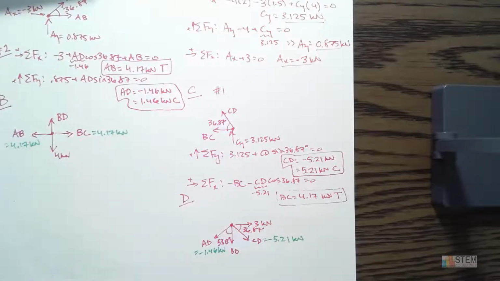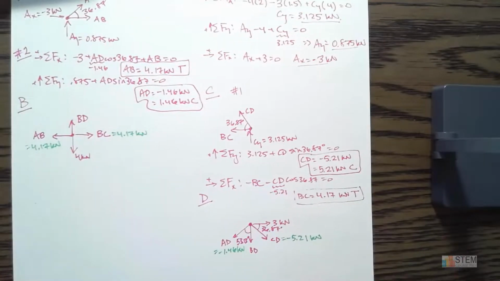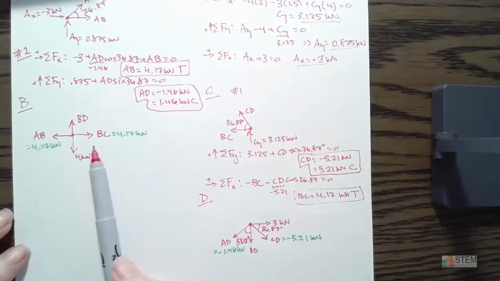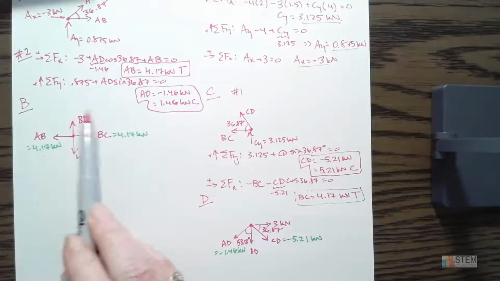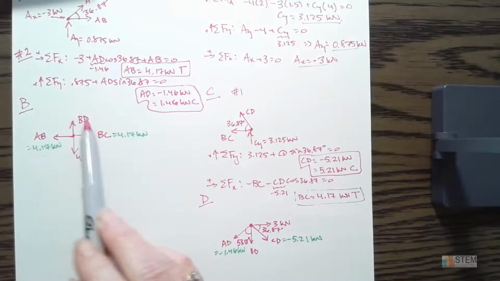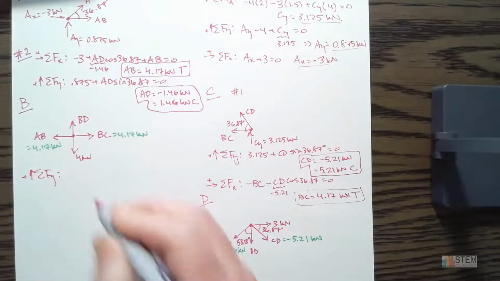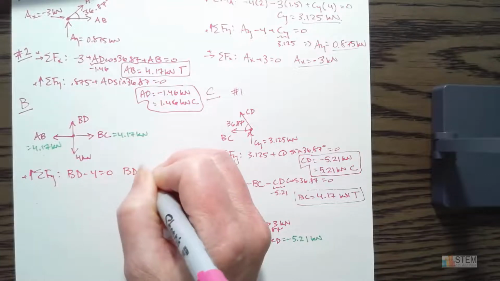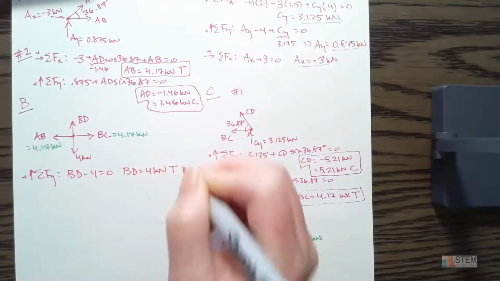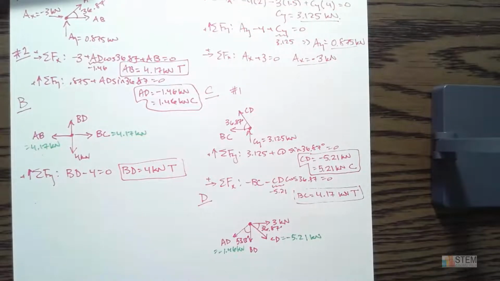Okay. So you could use either one of these diagrams. It's not going to matter which one you use, but this one's going to be easier because there are no angles. And the only force we need to find still is BD. So this one will be a super easy equation, right? We just use the Y equation. And we get BD minus 4, so BD equals 4 kilonewtons. Positive, so it's tension. Okay, so now we have found everything we need.